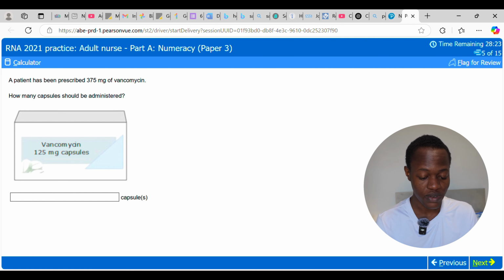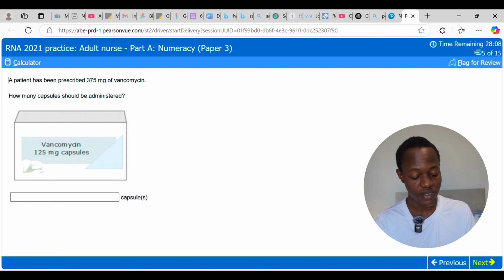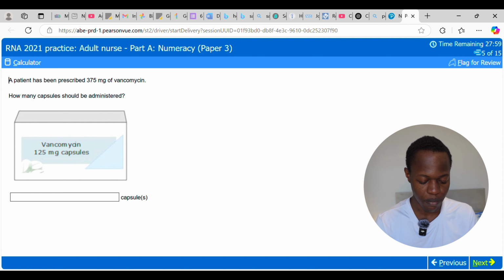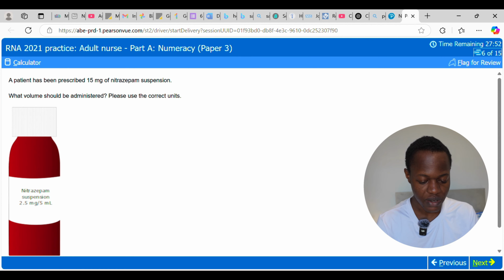A patient has been prescribed 375 milligram of vancomycin. How many capsules should be administered? So we have each capsule to be 125 milligram. So we're just going to carry 375 and divide it by 125, which I believe should be 3. Yeah.